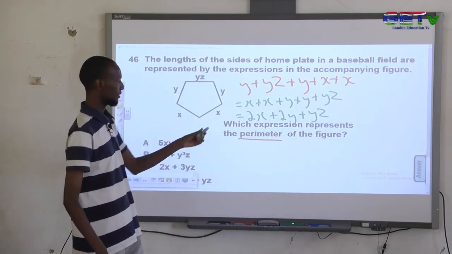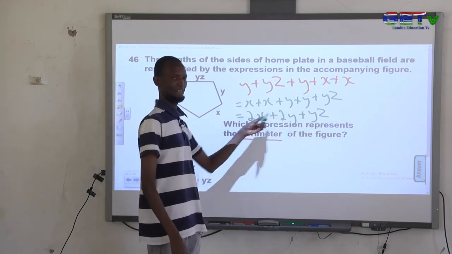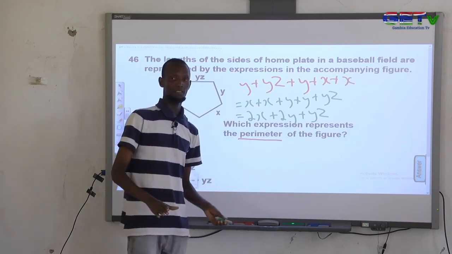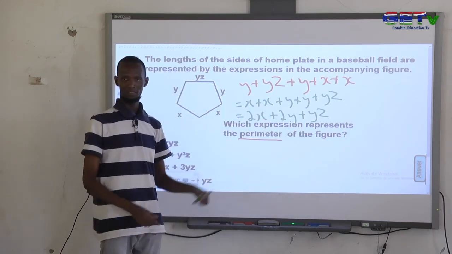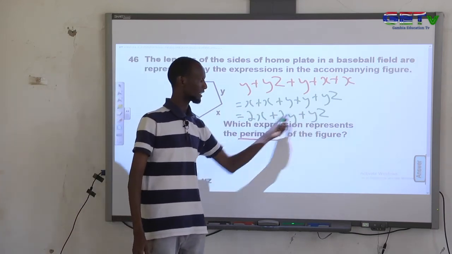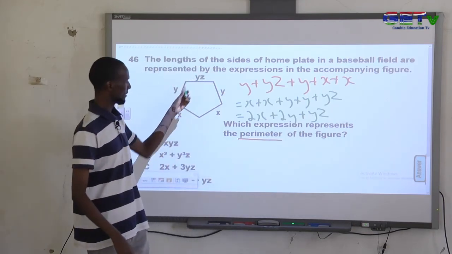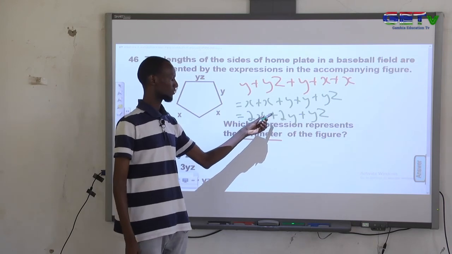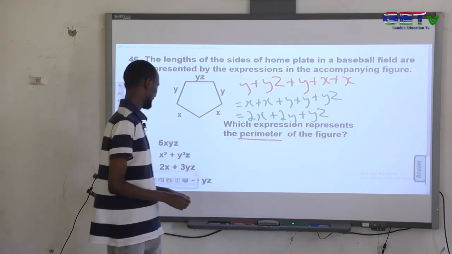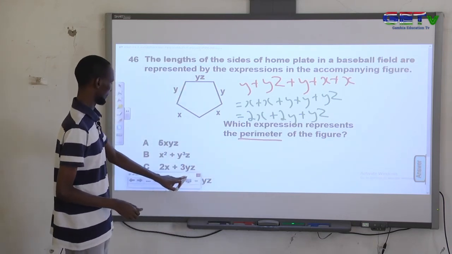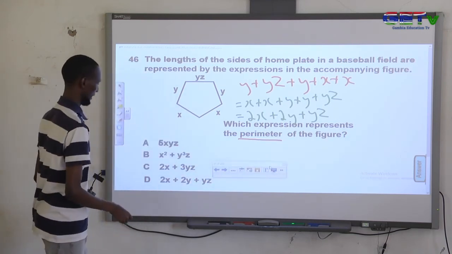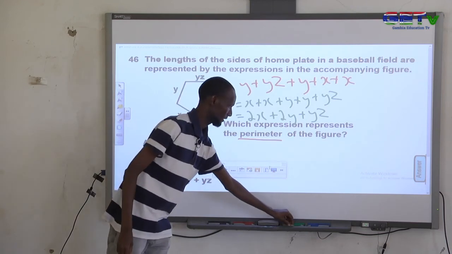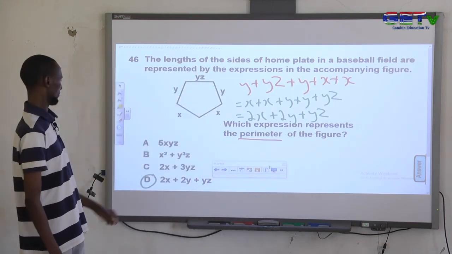Now, do we have any other like terms again? No. These three terms are all different, so they cannot be added. So this is as far as we can go. So the perimeter for this figure would be 2x plus 2y plus yz, which is option D here. That will be the perimeter for that figure.